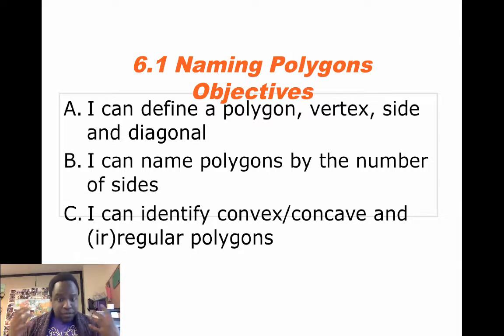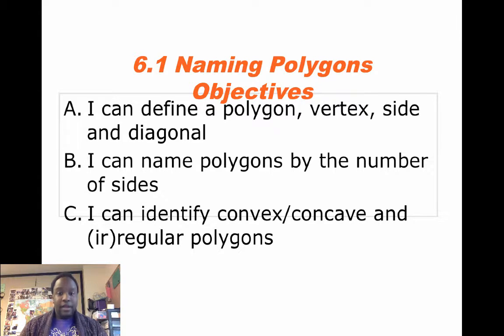So, we just need to relax, sit back, get our notes out, follow along, and we will start doing some math and learning some math together. So we can do this. And the first lesson, it is an easier one, so let's get started. And we're going to be naming polygons. We have 3 objectives. Basically, this is kind of a vocabulary building section.